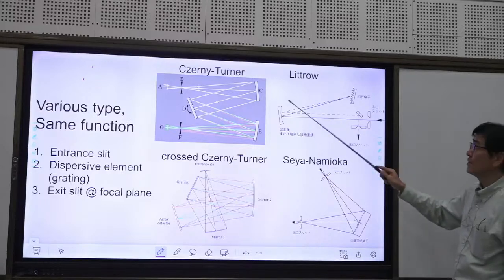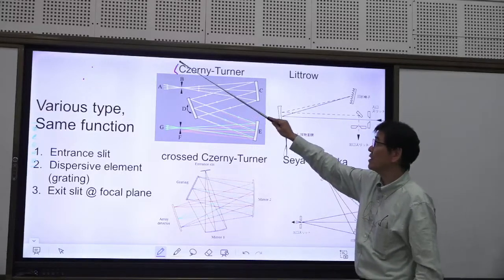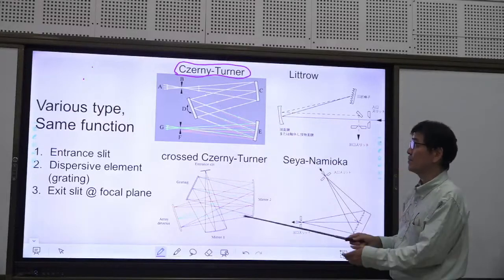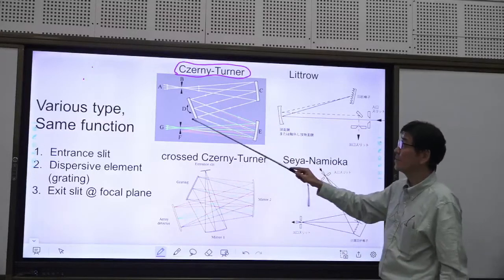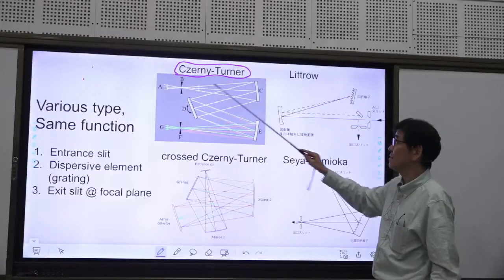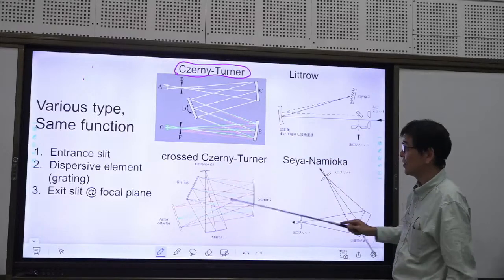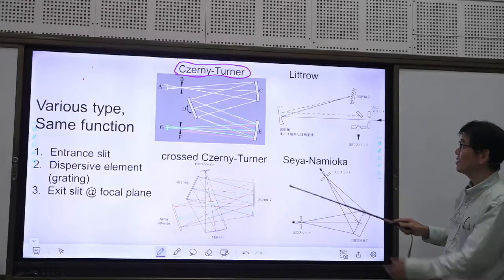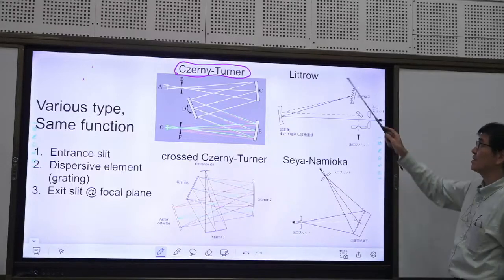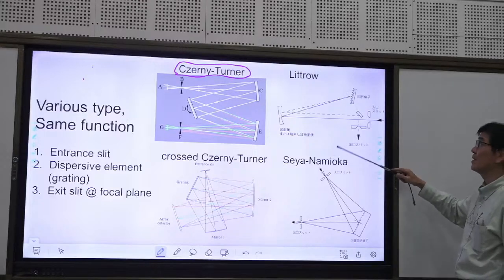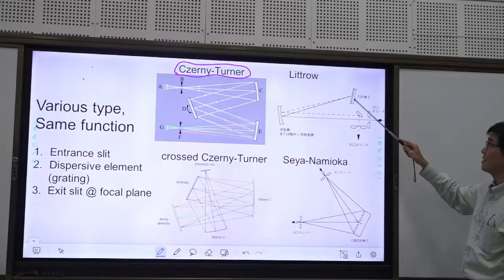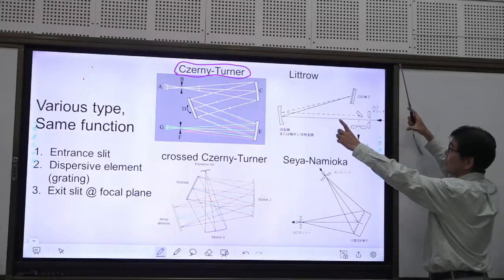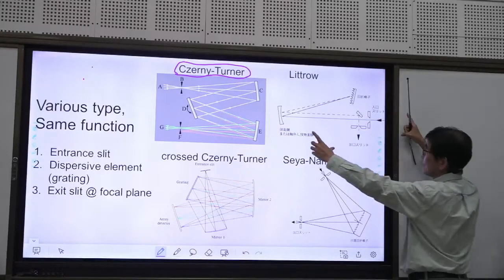Among them, Czerny-Turner is recently the most standard style. So the pathway is M shape. You may check what the Littrow and the Seya-Namioka are. The advantage of the Littrow is that the whole system can be compact.